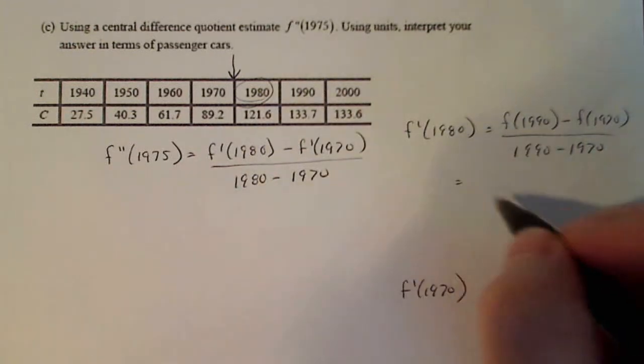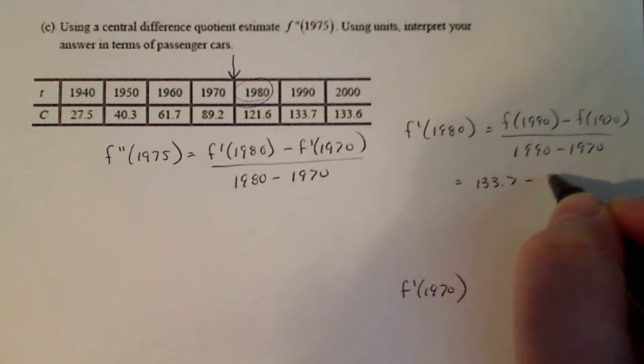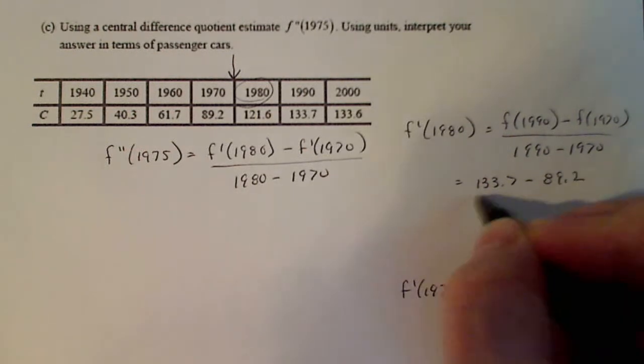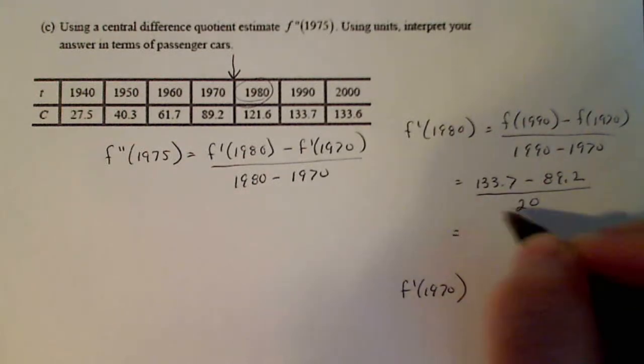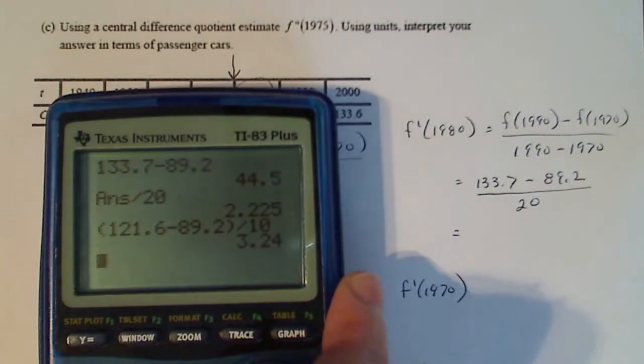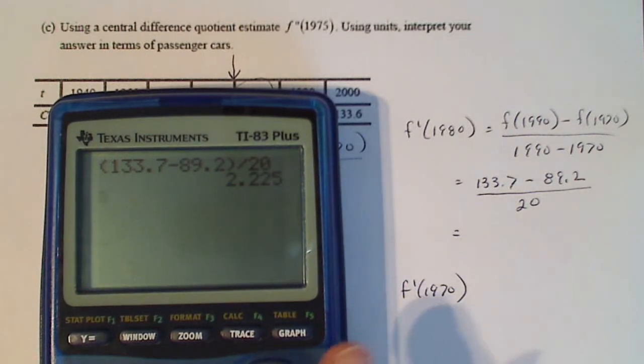f of 1990 is 133.7. f of 1970 is 89.2. And the difference between these two years is 20. So I do this math: 133.7 minus 89.2 divided by 20 is 2.225.